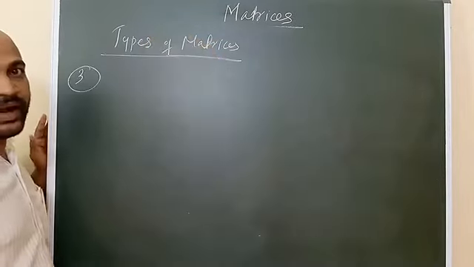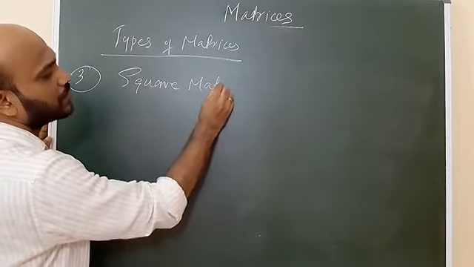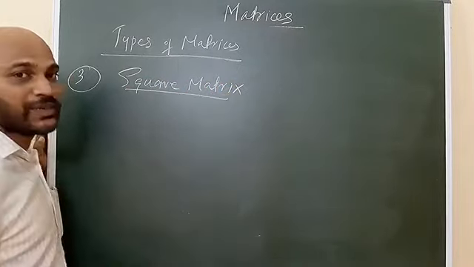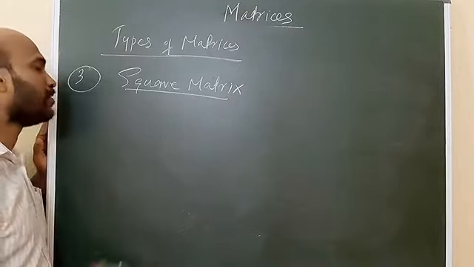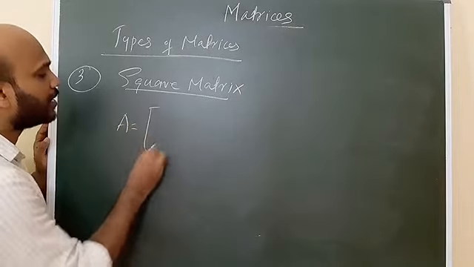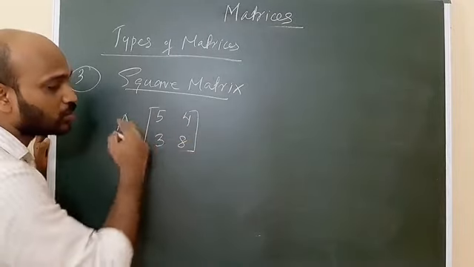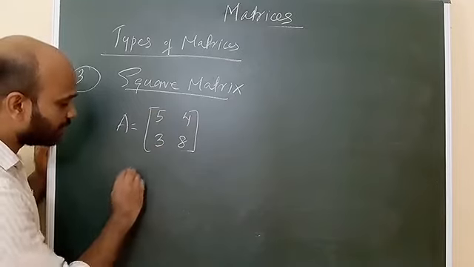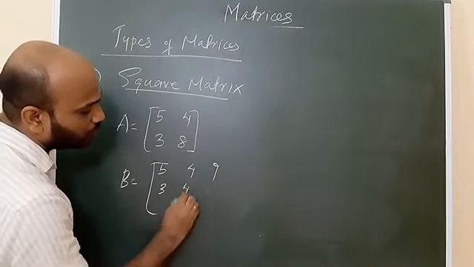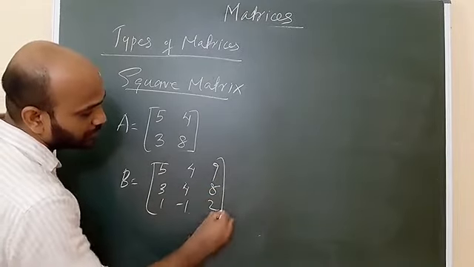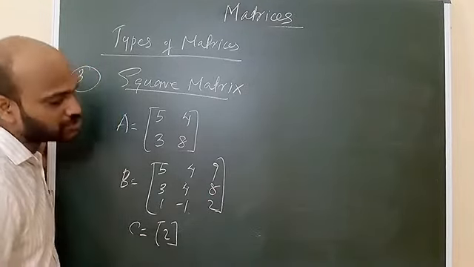And third one is square matrix. Square matrix means a matrix with the same number of rows and columns. For example, A equal to matrix 5, 4, 3, 8. So this is a square matrix because it has got 2 rows and 2 columns. Another example, B equal to matrix 5, 4, 9, 3, 4, 8, 1, minus 1, 2. So 3 by 3 square matrix. C equal to a matrix 2, 1 by 1 square matrix.